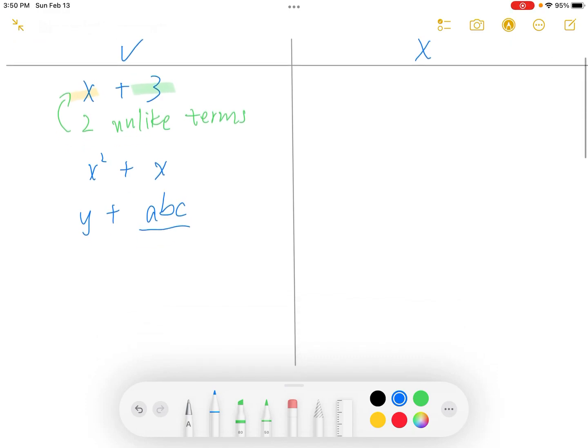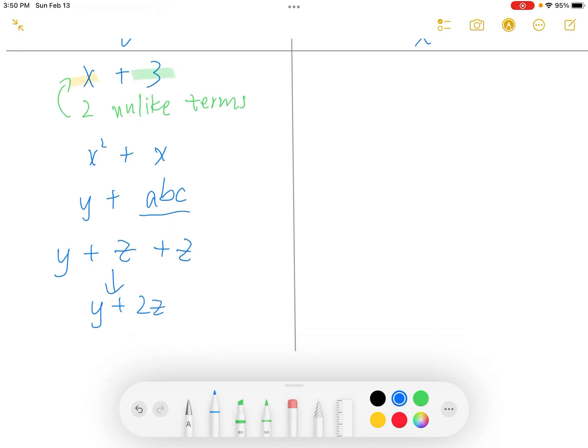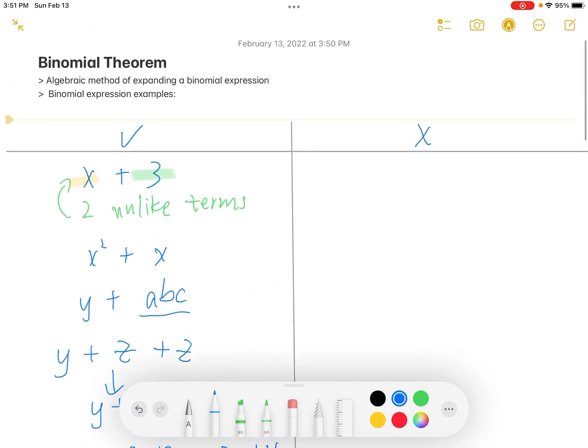abc is still a term. And some other examples, like y plus z plus z, is still a binomial, even though it looks like there are 3 terms, because we can simplify it into y plus 2z. Or we can have x plus 2 plus 2, which is just equal to x plus 4.